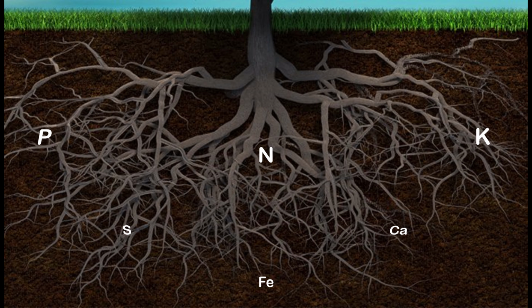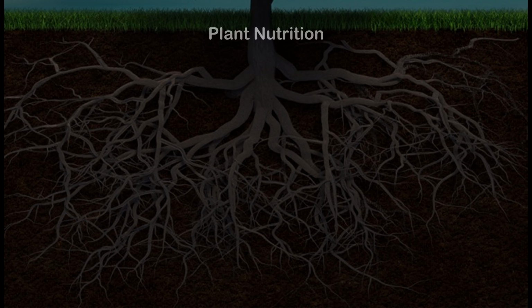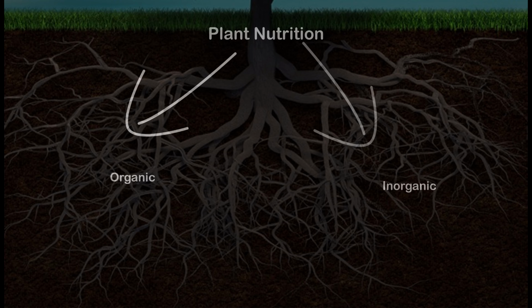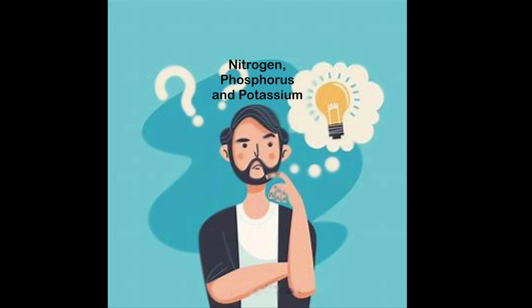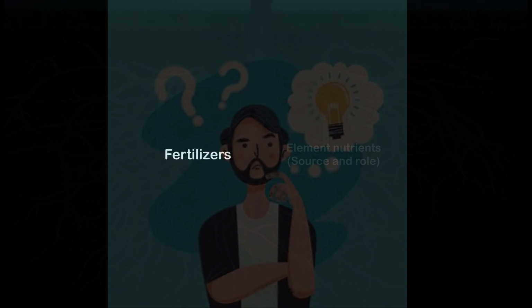In this video, I will be giving you some useful information on plant nutrition. Plant nutrition is supplied from two sources, organic and inorganic. If you recently started gardening, you might have heard the term and wondered what is NPK. NPK are the chemical symbols of the three most required elements of a plant: nitrogen, phosphorus, and potassium.